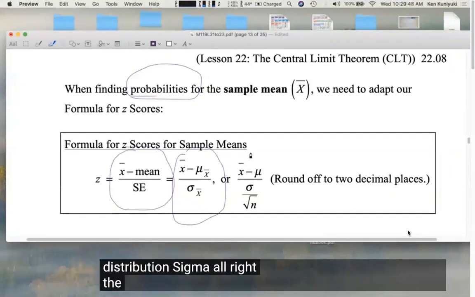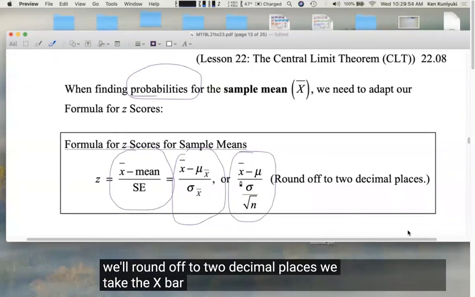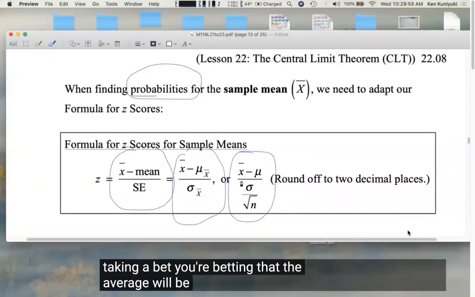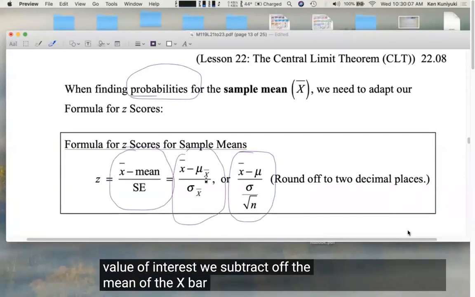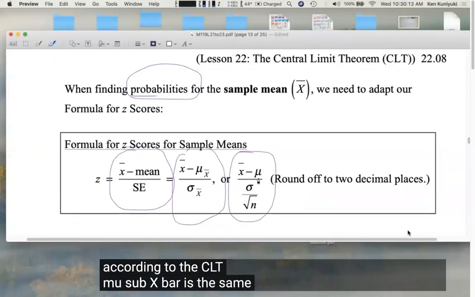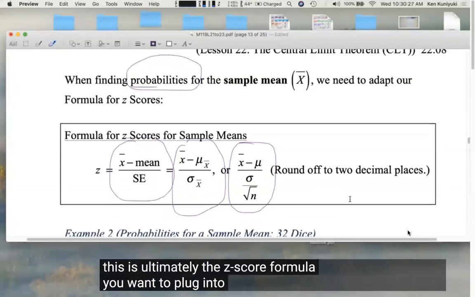All right. The formula is ultimately this, and then we'll round off to 2 decimal places. We take the x bar value of interest. Like you're taking a bet. You're betting that the average will be between this value and that value. Okay, x bar is like a boundary value of interest. We subtract off the mean of the x bar distribution, but wait, according to the CLT, mu sub x bar is the same as the Big Daddy mean, mu. Sigma sub x bar, however, is not just Big Daddy sigma. It's sigma over the square root of n. So this is ultimately the z-score formula you want to plug into.